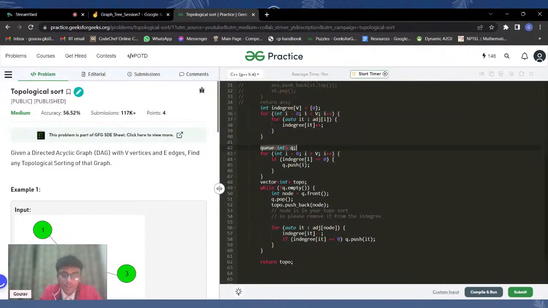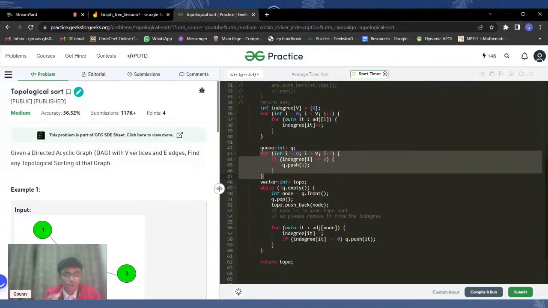Then we have to write a Q data structure. And that Q data structure will basically help us perform the BFS part. Initially, we are putting all those nodes in which integrity is equal to 0. And integrity equal to 0 means that none of them are coming inside that node.